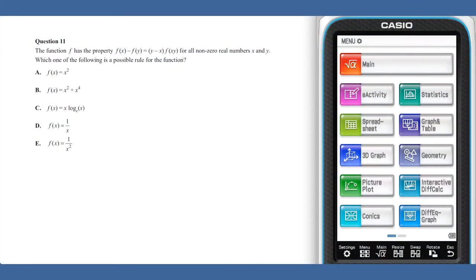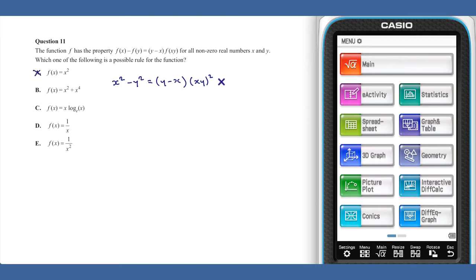One approach to question 11 is by trial and error. Looking at the 5 options given, f of x equals x squared seems to be the simplest option for which we could check the truth of the statement given. In other words, could it be that x squared minus y squared equals y minus x by xy squared? Looking at that, you can quickly see that the left-hand side will have at most indices of 2, whilst the right-hand side will have indices of 3. So clearly A is not the answer.